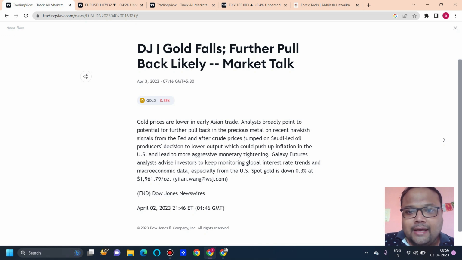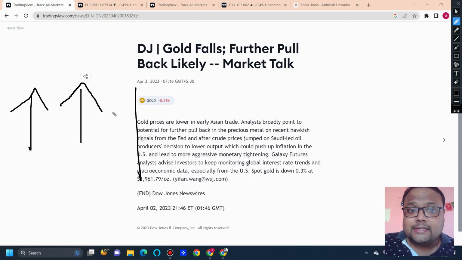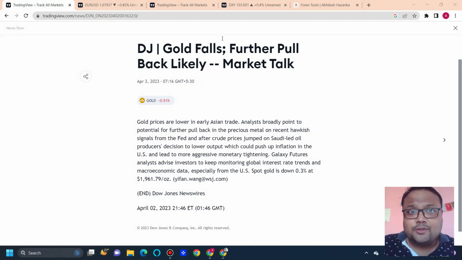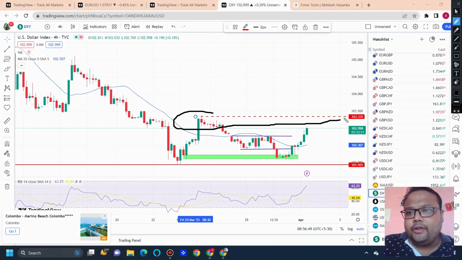See, the Saudi-led oil producers' decision to lower output could push up inflation in the US and lead to more aggressive monetary tightening. So the thing is that there may be higher inflation in the US, so there will be an interest rate hike. As a result, DXY is up, and we can see Euro USD going down sharply. In simple words, if you look at the chart of DXY, there has been a sharp recovery, and the next resistance is around 103.35 or 103.20. This is the next resistance zone.